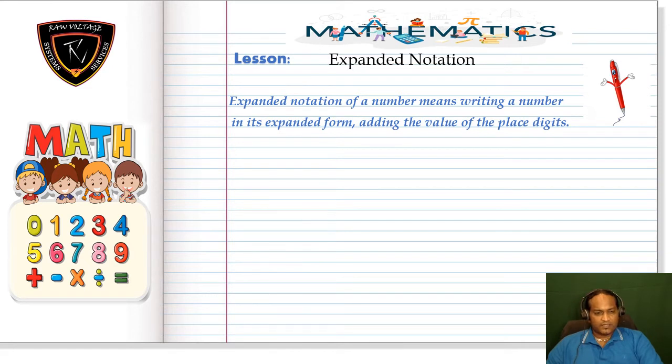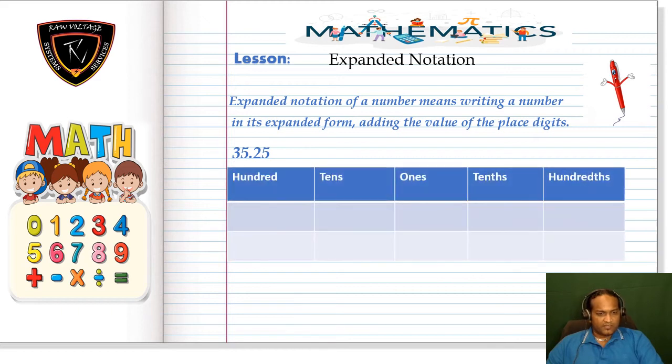So next we're going to look at another decimal number. So we have 35.25. We're going to look at the place values for that. So we bring up the chart. We have the chart. We're familiar with the ones, tens, hundreds. We did tenths. And now we have hundredths.